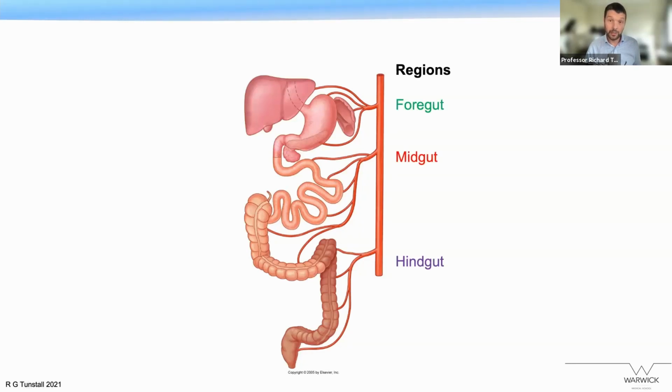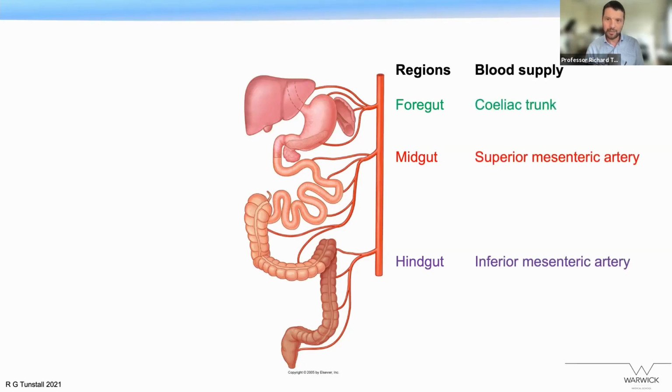The gut tube can be separated into 3 regions. The foregut in this pink color up here, the midgut starting here in this orange color, and the hindgut in this brown color. So that's your gut tube. It consists of 3 big regions, and each of those regions has a blood supply that comes from a single big vessel. Those 3 big vessels are listed there on the right side of the screen.